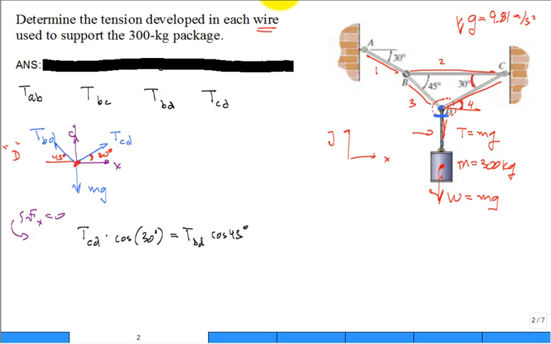I have one equation with 2 unknowns. I need another equation. Let's get the sum of the forces in the Y. So we have the sum of the forces in the Y equal to 0. That gives us an equation. I'm going to put what's pulling up. So we'll have tension C to D. This time it is the sine of 30 plus the tension in B to D times the sine of 45. Both of those are pulling up, so I put them on the same side of the equation. And then what's pulling down? The weight, mg.